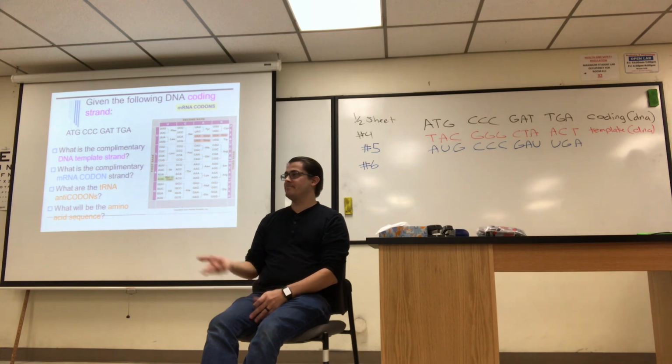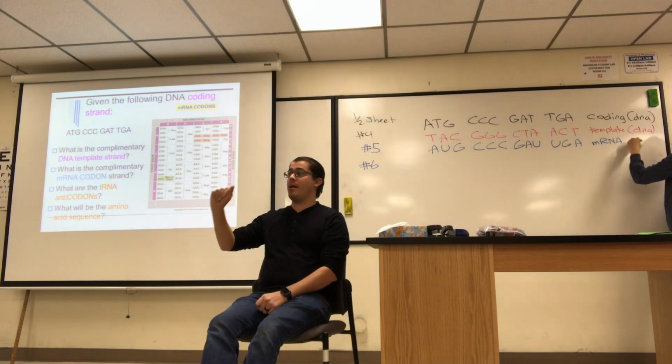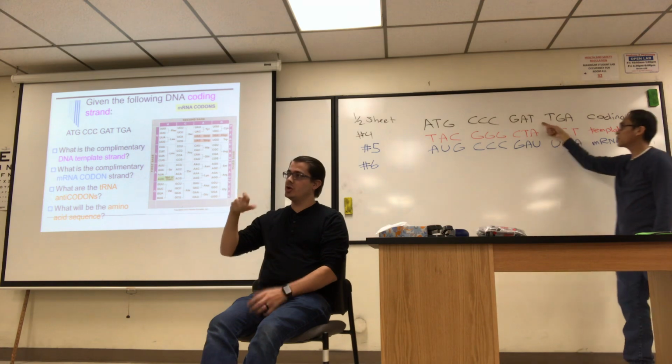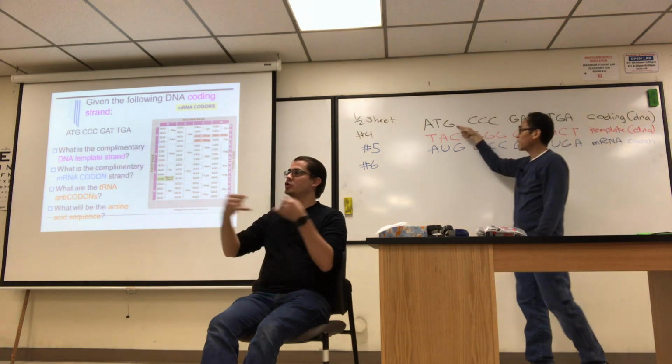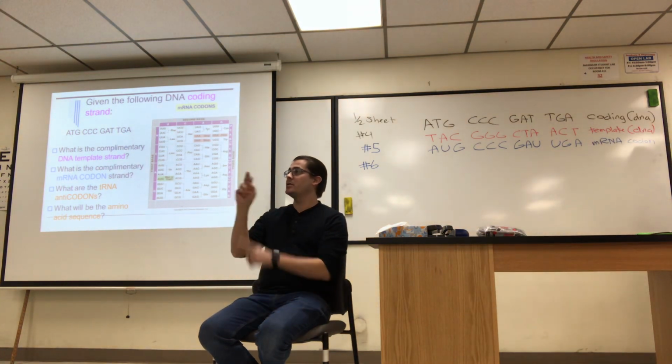And again, to check yourself when you make your mRNA codon, it should match the coding strand, except instead of a T, you have U. Okay. Now, this is our code.